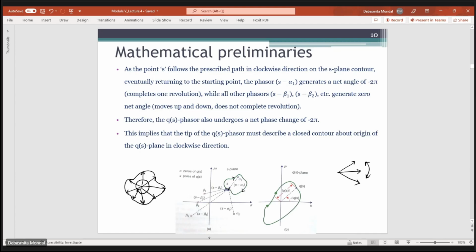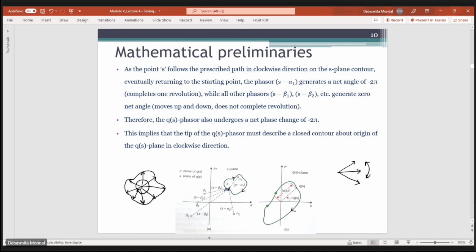Now if we talk about the QS plane, in the QS plane also, this vector would traverse a path in a clockwise direction. Similarly, there would be a contour in the QS plane, and the tip of the QS phasor describes a closed contour about the origin, moving in the clockwise direction. So corresponding to this contour in the S plane, we'll get a contour in the QS plane also.